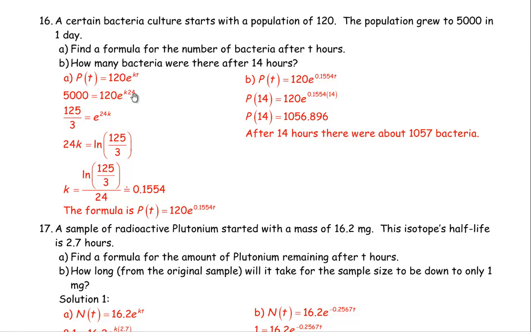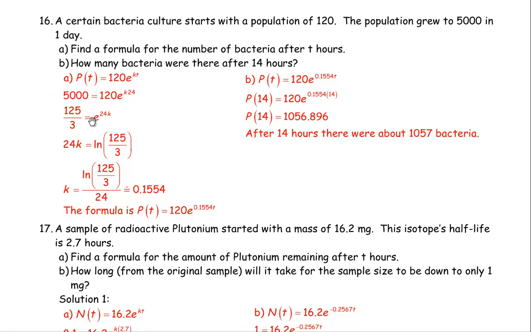I'm going to use hours. They're a little bit more convenient here than days. And so I want to solve for k here. So I would divide out the 120, and so the 120 is gone here. 5,000 over 120 reduces to 125 over 3. And so again, I'm trying to solve for k here. So e to the 24k would equal 125 over 3.